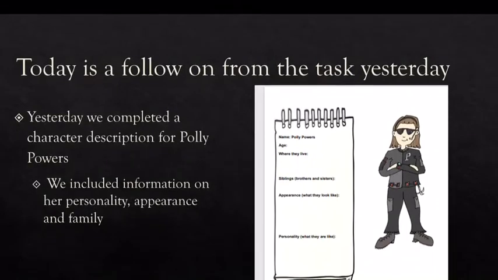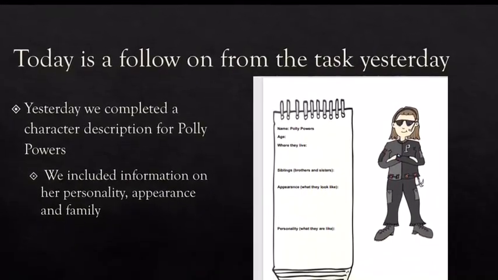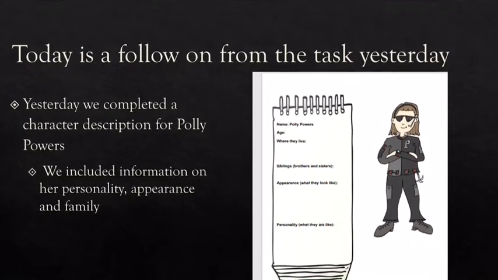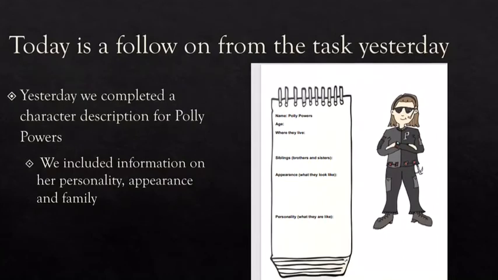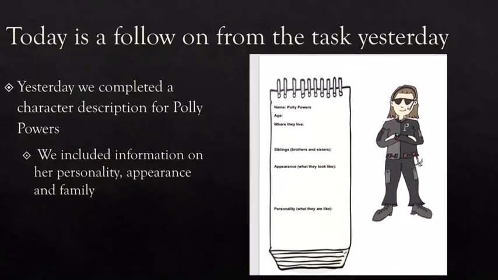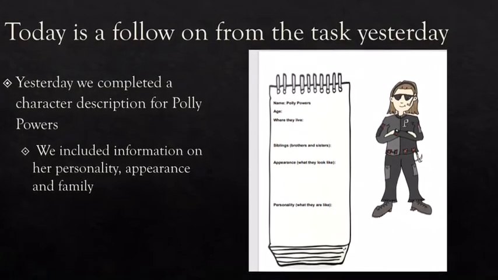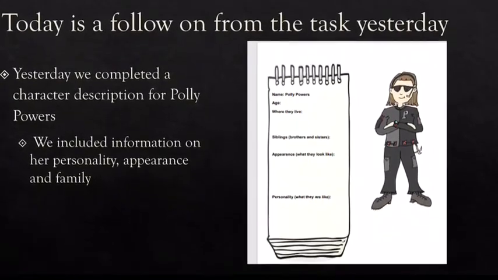As you know, yesterday we created a character description for Polly Powers, and in this we included information on her personality, appearance, and family. We're doing exactly the same today, but we want to make sure that we have a range of adjectives, at least one simile, and also possibly one piece of alliteration in there as well. We're going to have a look at what those things are in a little bit more depth now.